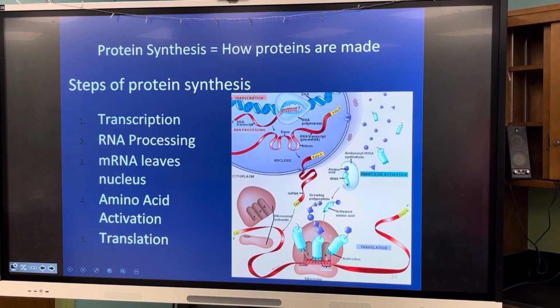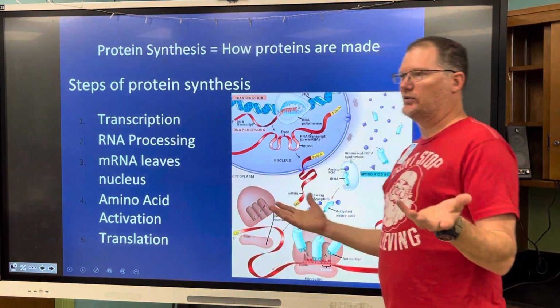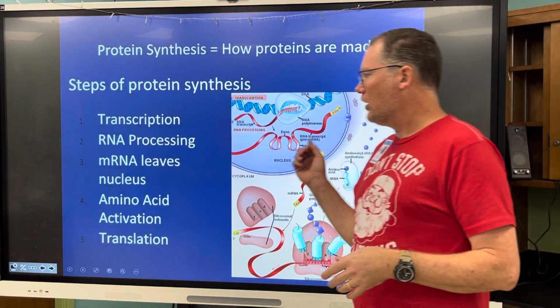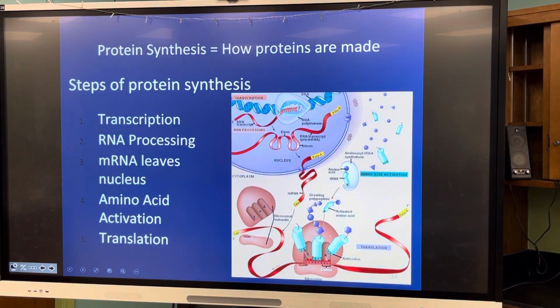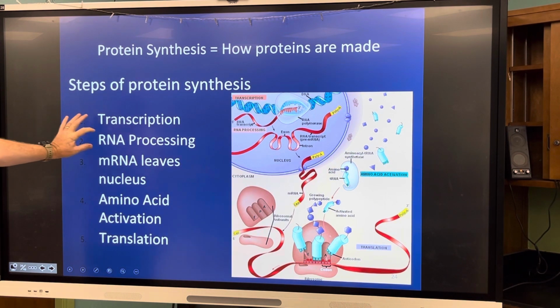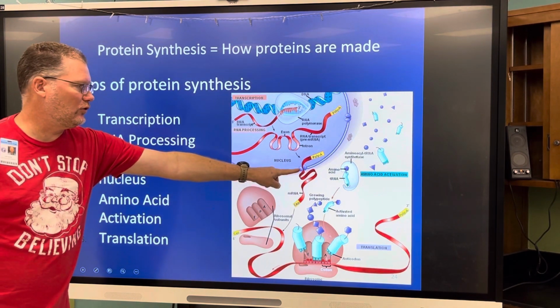All right, so how are the proteins made to do this process? Well, there are several steps, okay? And there's 5 of them right here. You have to transcribe. That means essentially copy, make a copy using the messenger RNA. Then the RNA processes it. It leaves the nucleus. You'd see it leaving the nucleus through a pore.